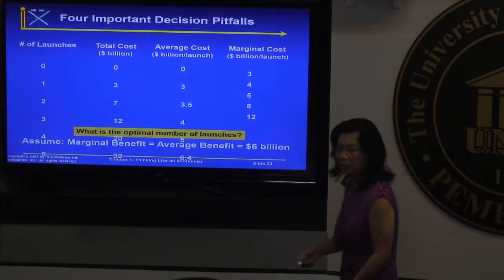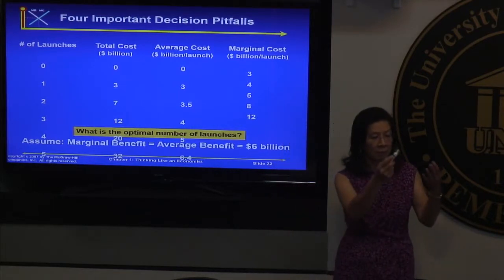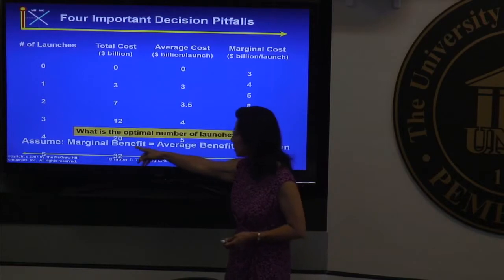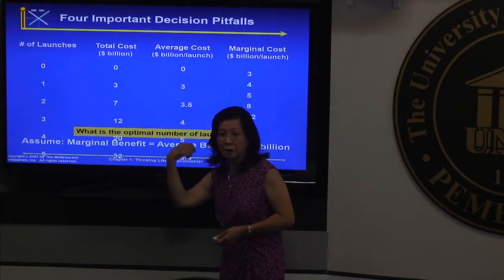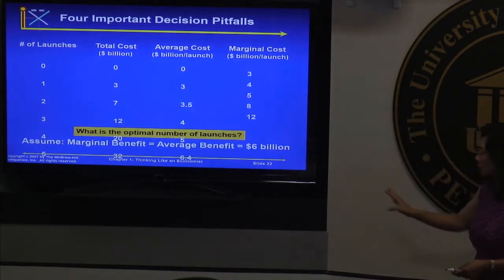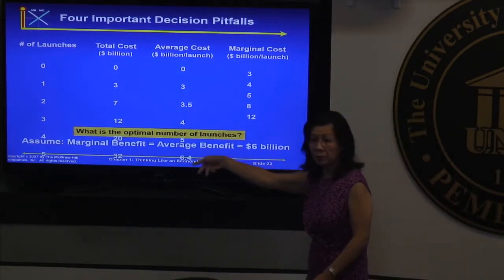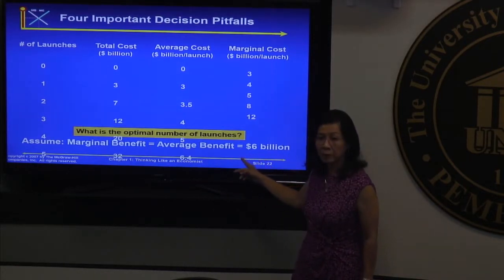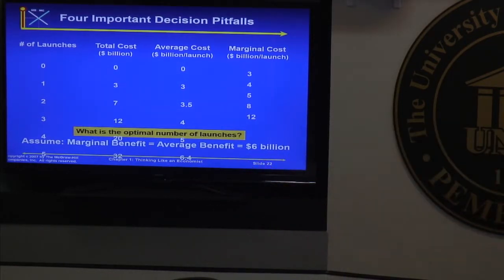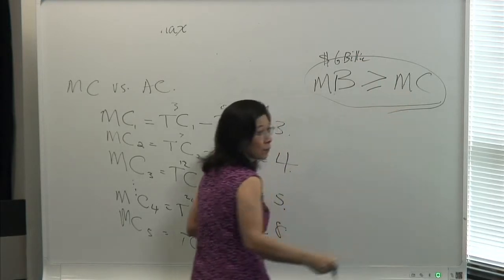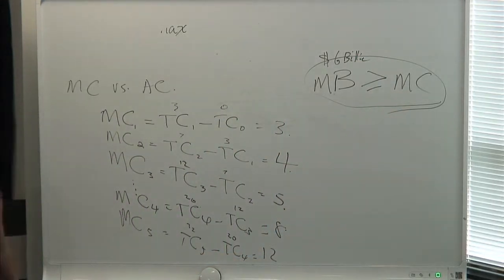Okay, you say, well, we need more. We got a marginal cost in that last column. We need marginal benefit. So we're giving this assumption to you. This is a giveaway. So marginal benefit, we're assuming that is equal to your average benefit, which you flipped 2 slides beforehand. We had calculated that to be 6 billion. So in other words, we got this number. This is 6 billion. Okay. So now we are going to decide on the marginal cost.